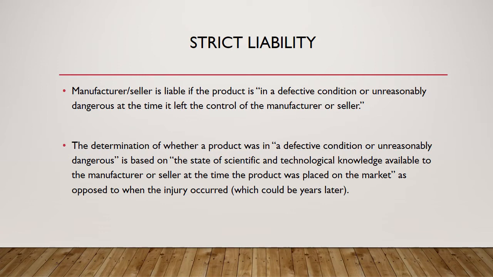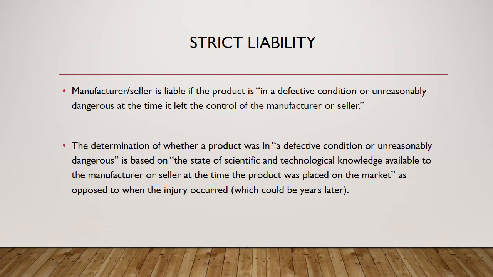The determination of whether a product is in a defective condition or is unreasonably dangerous, you base that determination on the state of the scientific and technological knowledge available to the manufacturer or seller at the time the product was placed in the market, as opposed to when the injury occurred, which could be several years later. So this again ties back into limiting the scope of a manufacturer or seller's liability.